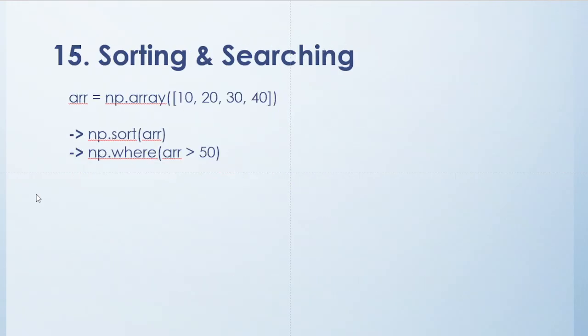In the sorting and searching slide, we can see that sorting and searching in NumPy is also very easy. As I mentioned, np.sort(array) will sort the array in ascending order. Then with np.where, we can again apply a condition, like array greater than 50. Like this we can sort and search the results in an array in a very simple way.